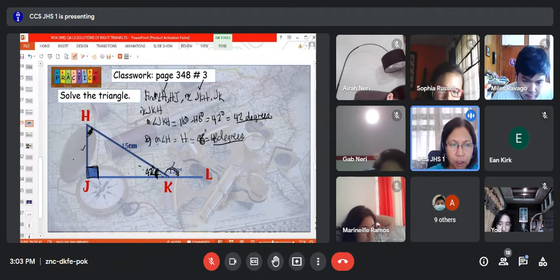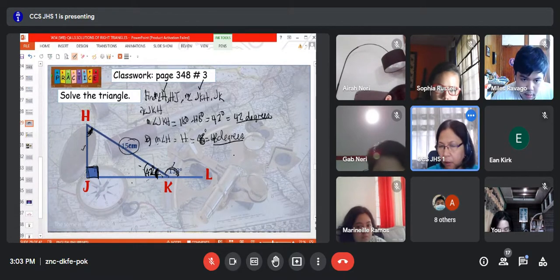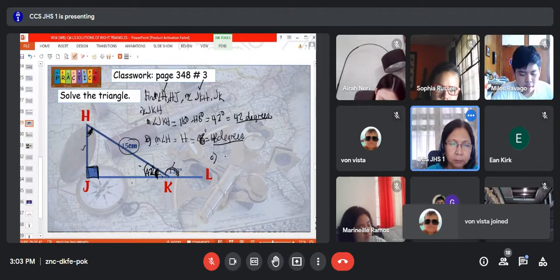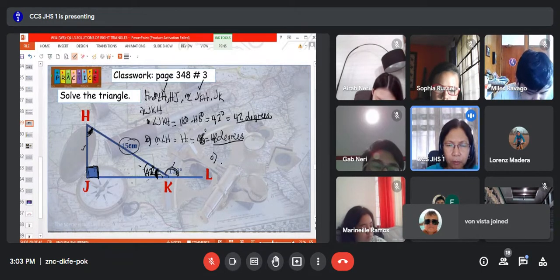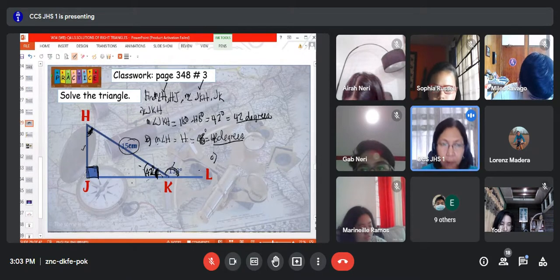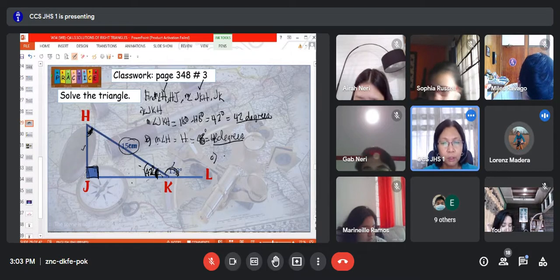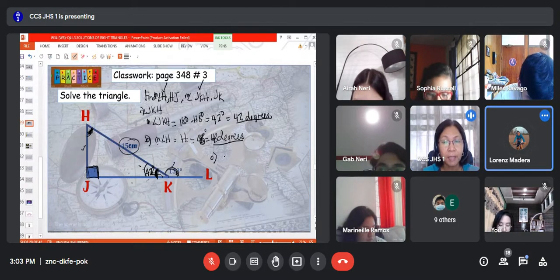So next we'll have HJ and JK, using 42 degrees and 15. Lawrence, what are you going to solve, HJ or JK? HJ. So what will be the trigo ratio applicable for you to be able to solve HJ? Sine. Sine 42. Okay, the answer is sine ratio.